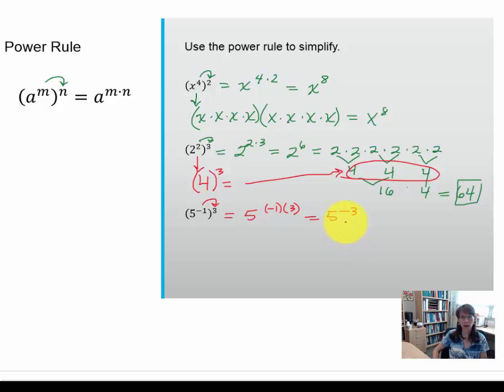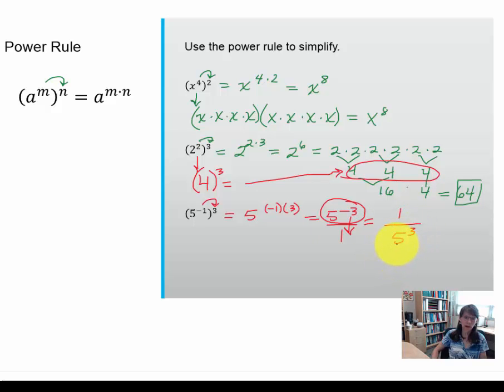Now we know we can't stop here because our exponent is not a positive number. So we have to apply the negative exponent rule. Think of 5 to the minus 3 as being divided by 1. So the base of 5 to the minus 3 shifts down into the denominator. When that happens, we have 1 over 5 to the positive 3.